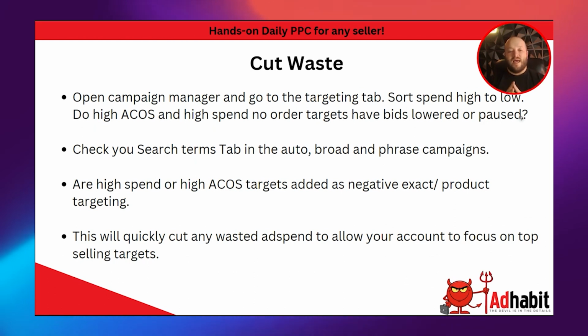Go into your search term tab in your auto, your broad, your phrase campaigns, which I just spoke about, and you want to start adding negative keywords. Let's say where you've gotten past a certain spend or click threshold and you haven't made any sales, you want to start adding negative exact and negative product targeting ASINs, so you're not showing up for those keywords anymore. And that's going to make your auto, your broad, your phrase campaigns much more efficient, and lower your wasted ad spend, give you a better ACOS, allow you to scale up and just be more profitable, lowering the TACOS, all that.